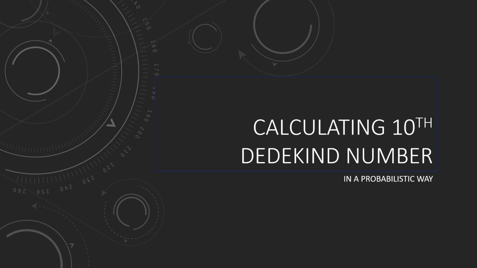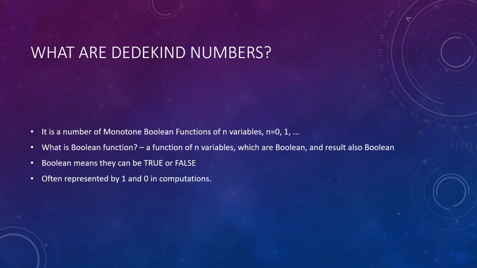Calculating the 10th Dedekind number in a probabilistic way. What are Dedekind numbers? It is the number of monotone Boolean functions of n variables, where n can be 0, 1, 2, and so on.